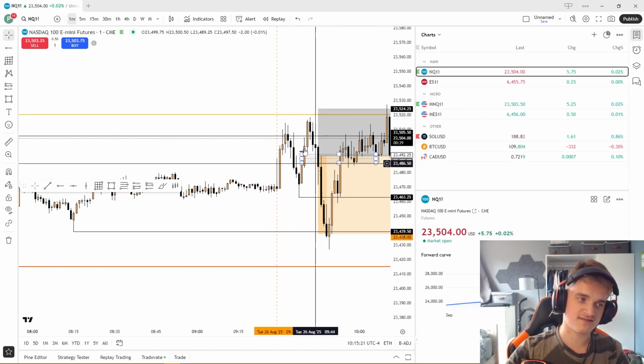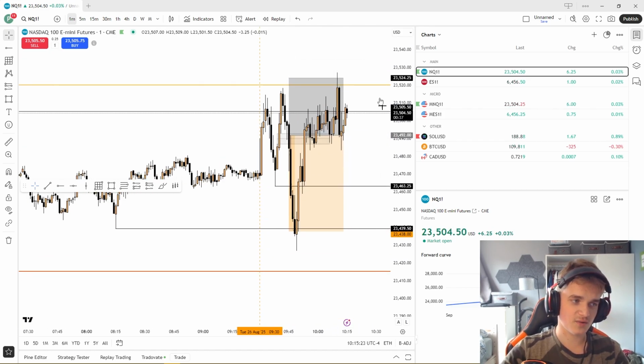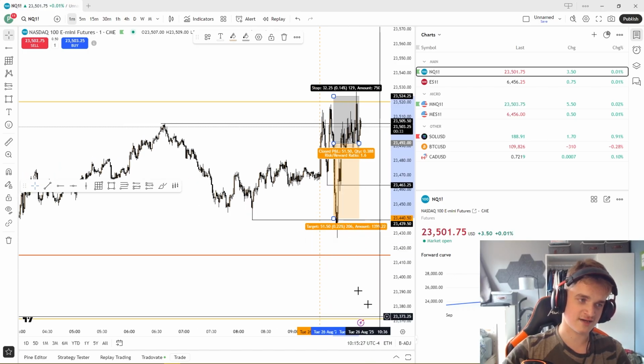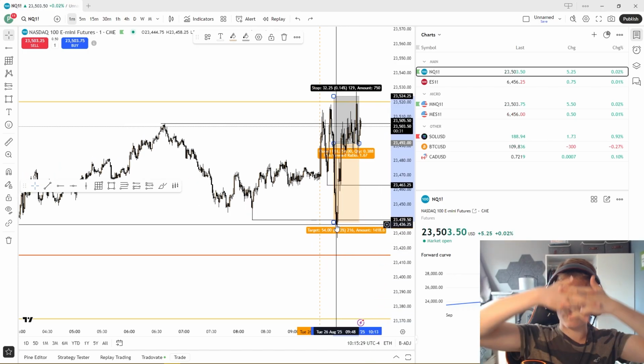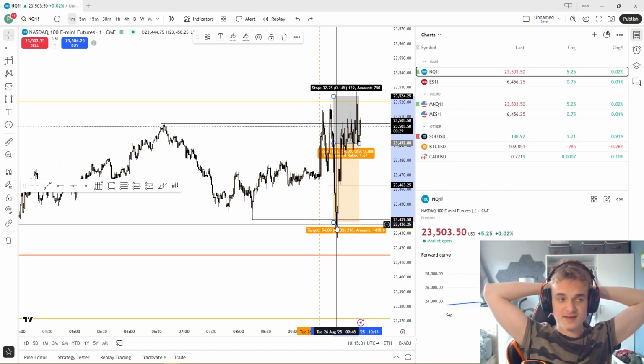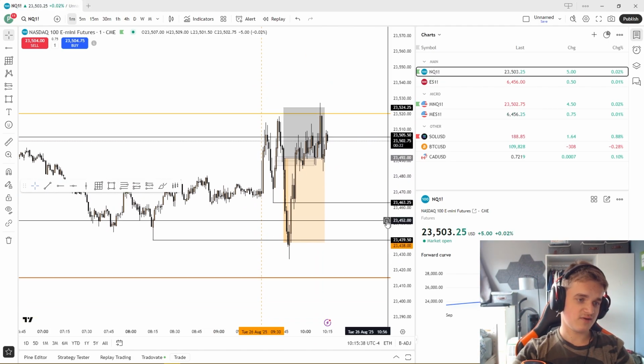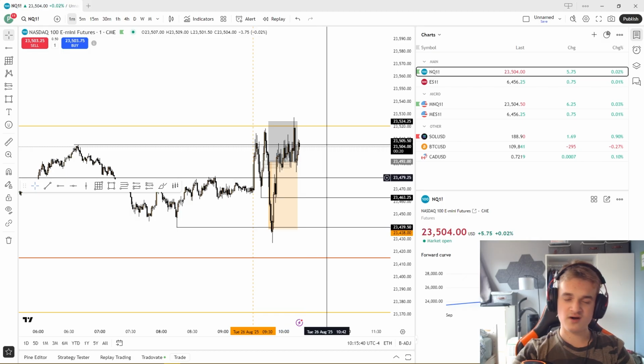The only thing I didn't do is wait for a continuation here. But knowing I didn't wait for continuation, I sized or kept my risk to reward a little bit tighter. And I took that. I'm not going to miss out on a potential move. Obviously, if this was a trade that we'd lose, then it wouldn't really be much of an issue either.